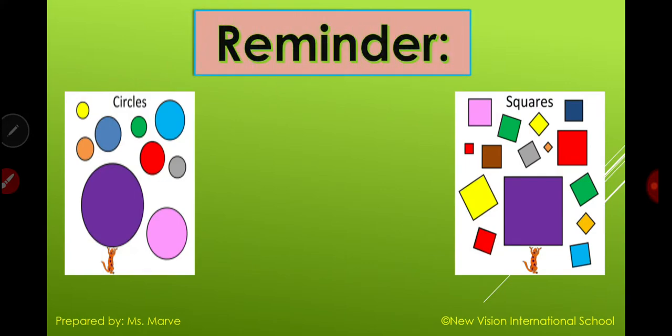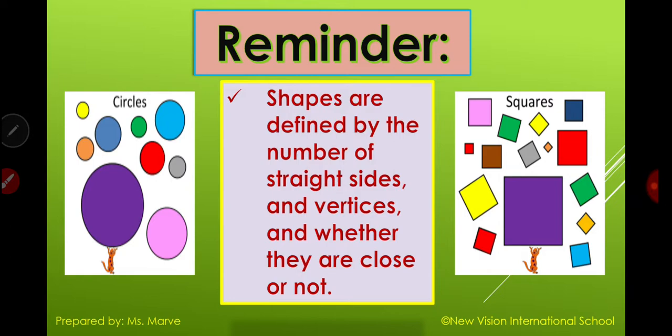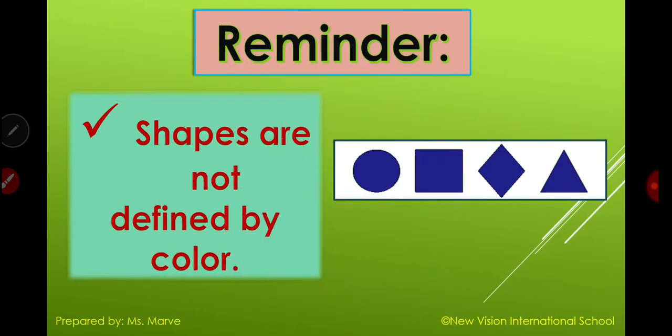Okay. So here, always remember that shapes are defined by the number of straight sides and vertices and whether they are closed or not. The second one, shapes are not defined by color, just like my examples here. I have the same colors of circle, square, rhombus, and triangle, but they are different shapes.